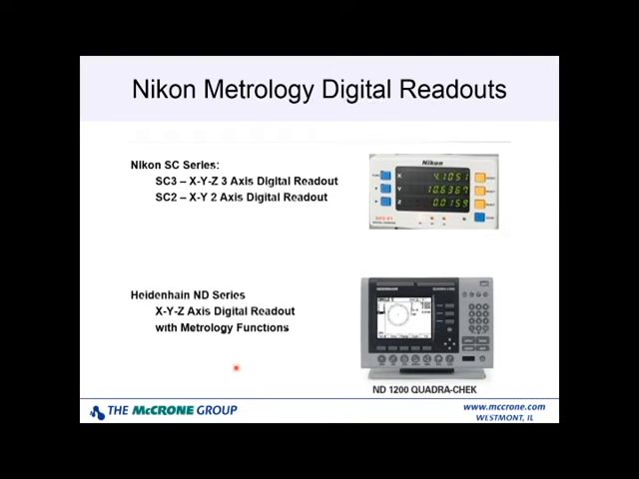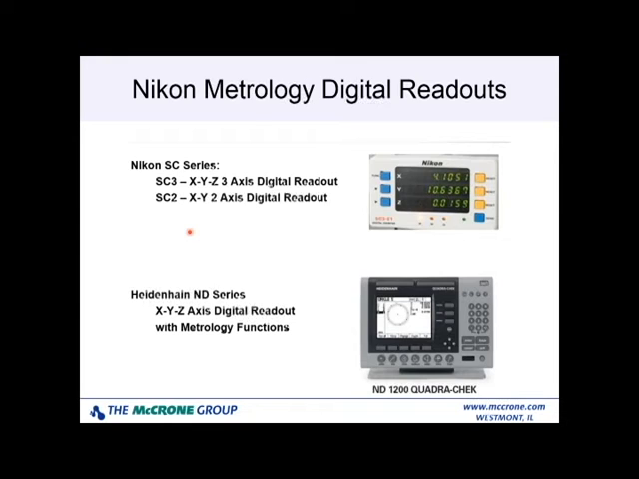For the purpose of this webinar, I'm going to only touch on two types of digital readouts. The first series, the Nikon SC series, can be had as either an XY digital readout or an XYZ 3-axis digital readout. The more complicated, or I should say more capable readout system is the Quadracheck system that you see down here.